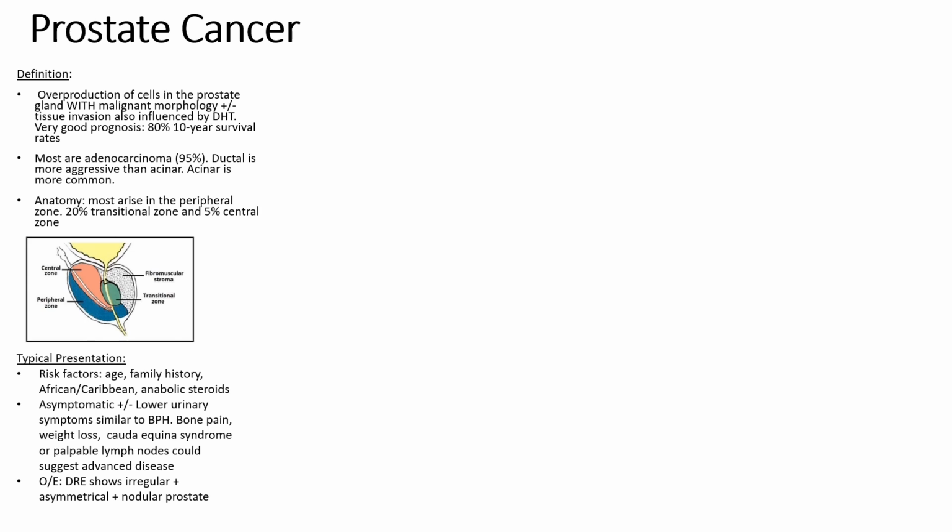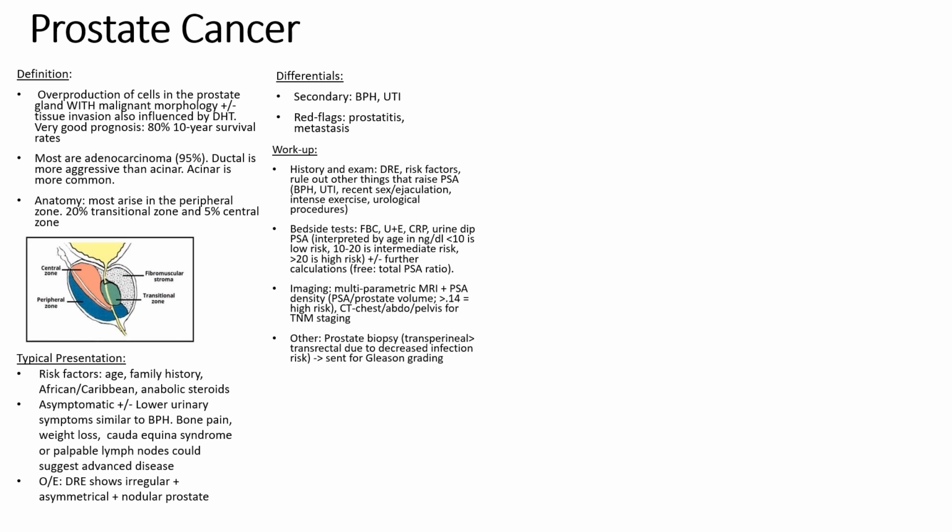Our secondary differentials here are BPH and UTI. Red flag differentials to look out for now can be something acute, like prostatitis, or something sinister, like metastasis to other organs. So investigations to work up differentials. We can start off with a history and exam. Like before, do a DRE and also look out for positive risk factors.